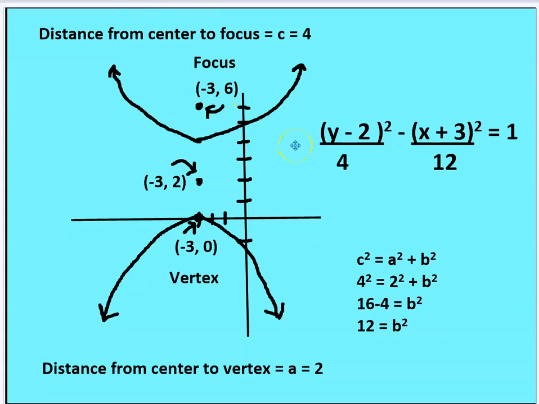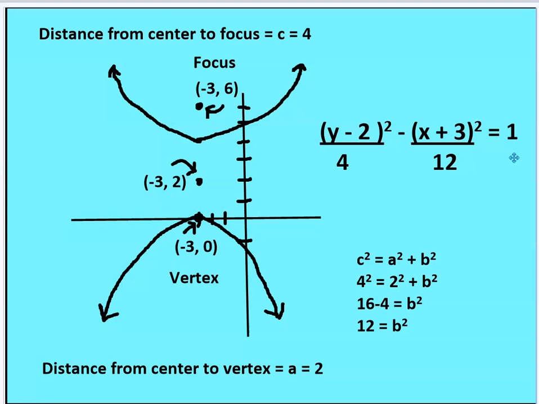All right, so I'm going to give you the answer here. First we're going to start with the center. Also the orientation is vertical, so y is going to be the positive term. So y minus k, (y minus 2) squared minus (x plus 3) squared. And then we're going to figure out 4 and 12 in just a moment.